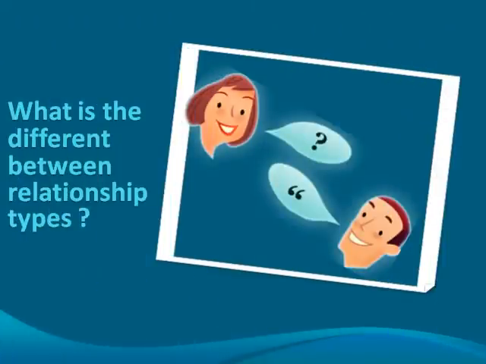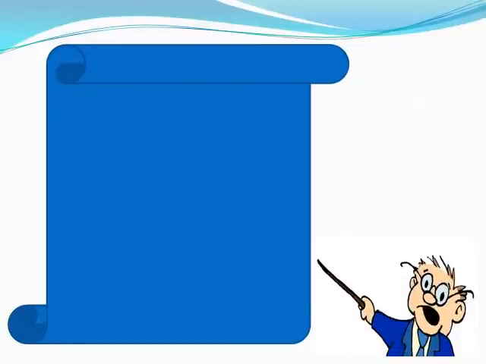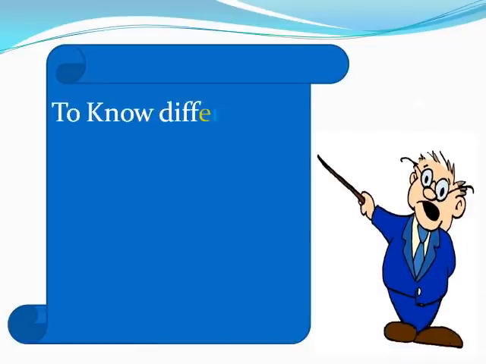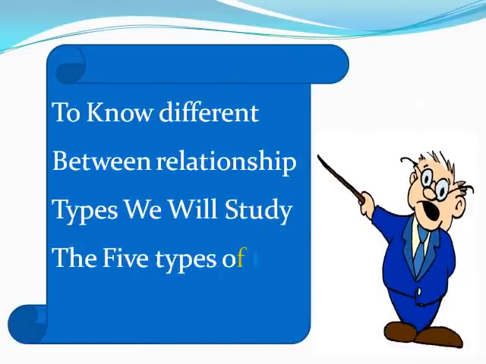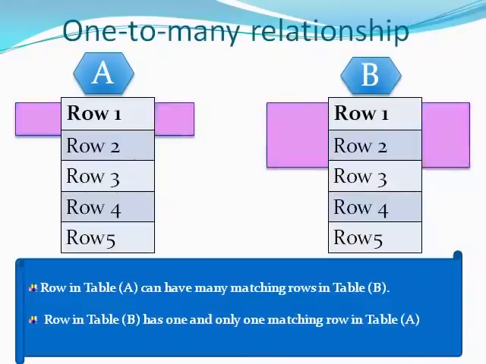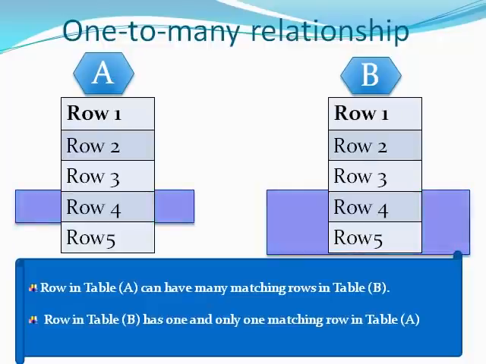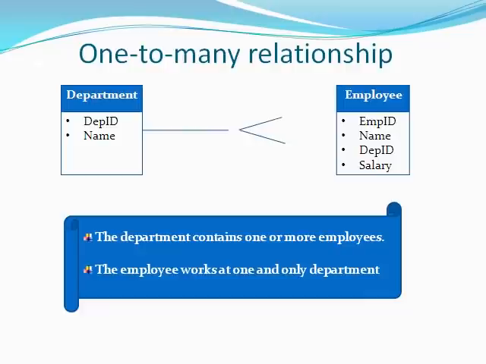What is the difference between relationship types? To know the difference between relationship types, we will study the 5 types of relationship. One-to-many relationship: a row in table A can have many matching rows in table B. A row in table B has 1 and only 1 matching row in table A. The department contains 1 or more employees. The employee works at one and only one department.